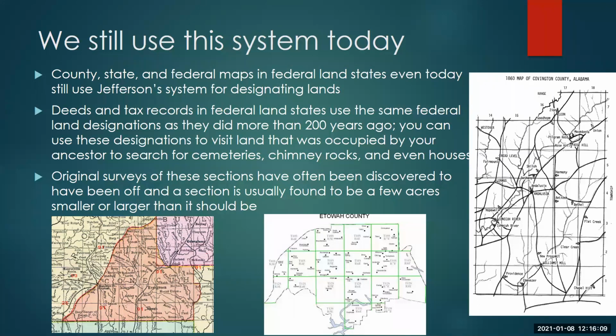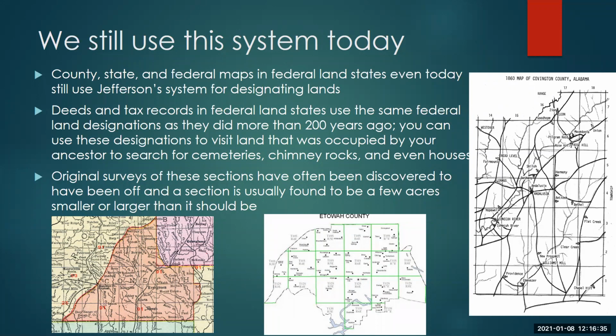You can then drive to the land, or if you're in Louisiana, take a boat, but you can drive to the land and you can actually stand on the very property that your ancestor owned. Now, that's all warm and fuzzy and brings a tear to your eye, but more important than that, once you know exactly where the land was, you can look for graves. You can look for chimney stones.